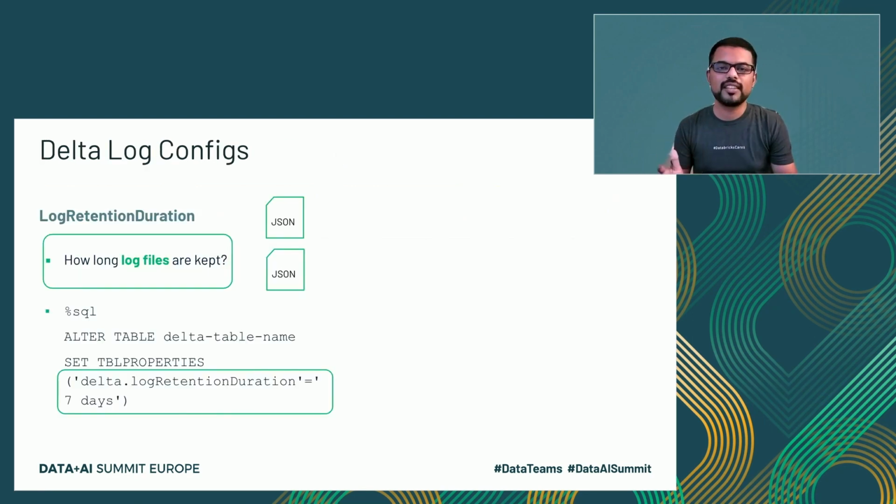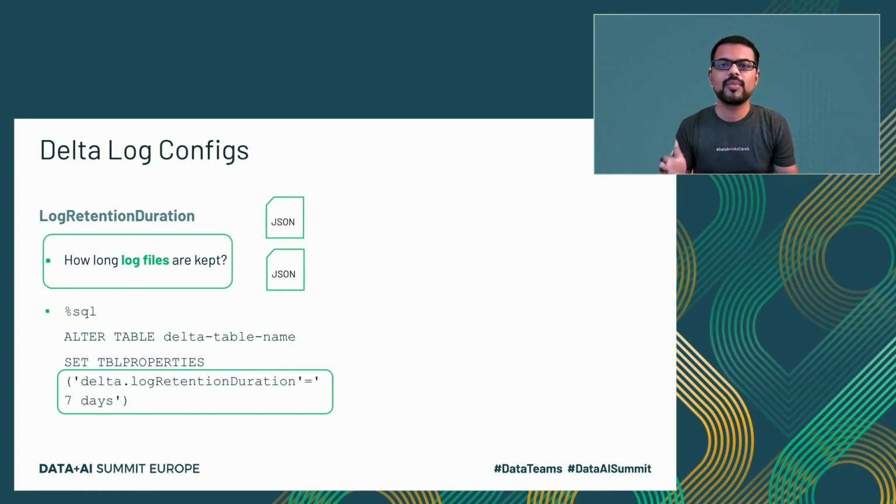Here we have two configuration properties. The first one is log retention duration. As you see in the slide, delta.logRetentionDuration is the property. This determines how long the log files are retained. So if your Delta Lake table has a lot of commits happening, this may result in a lot of log files being maintained. If you want to reduce the number of log files that we retain, you can always alter the table using the alter table command to reduce it to 7 days or so. So what happens is only 7 days worth of log files are retained.